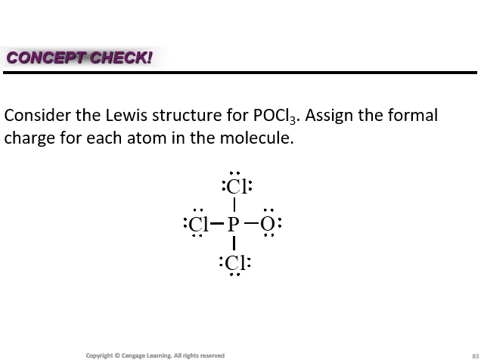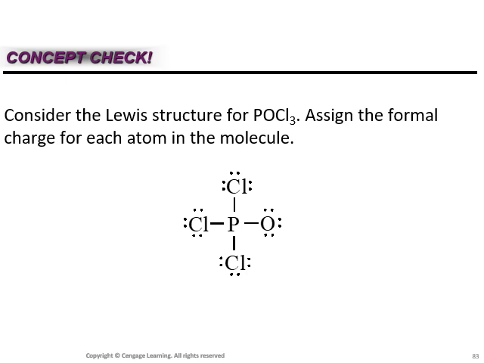Next slide. All right, so let's do this together. POCl3, I'm going to do exactly what I just said for each of these atoms. So let's start at the top, Cl. Cl is in the seventh column, so it would have 7 valence electrons. First of all, subtract the number of lone pair electrons. So 7 minus 6 is 1. And then subtract half of the number of the bonding electrons. So we have 2 bonded electrons between the Cl and the P. So half of 2 is 1. So 1 minus 1 would be 0. So the formal charge for that top chlorine would be 0. It will also be 0 for the middle chlorine, and it will also be 0 for the bottom chlorine.